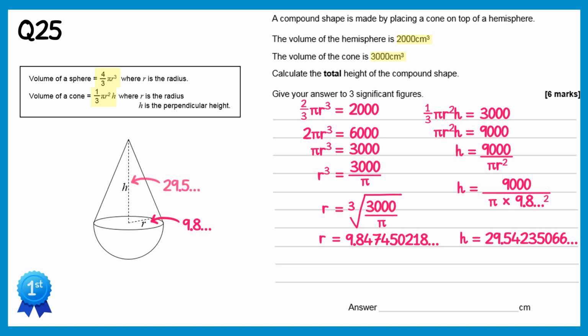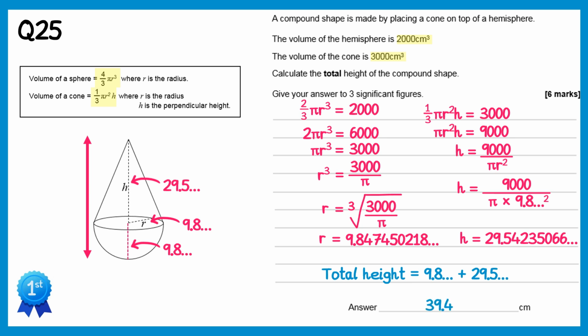We can now label h onto our diagram. The question was to find the total height of this shape. We know h, but we don't know the height of the hemisphere. But we do, because the height of the hemisphere is just the radius, so another 9.8. So to get the total height of the shape, we just add h and r, which gives you a total combined height of 39.4.